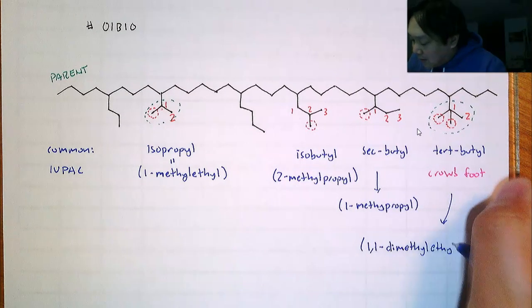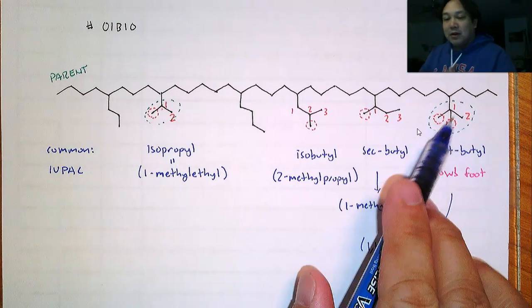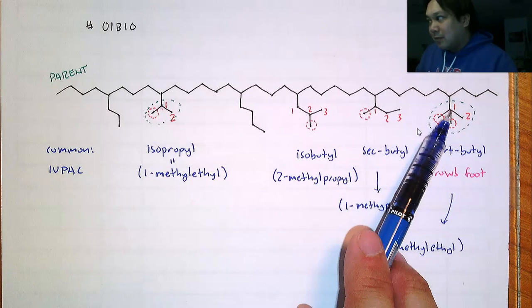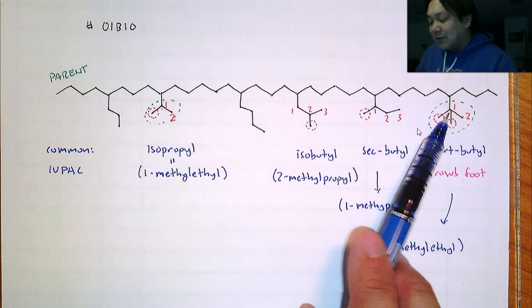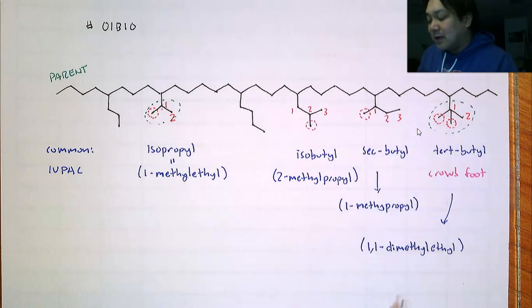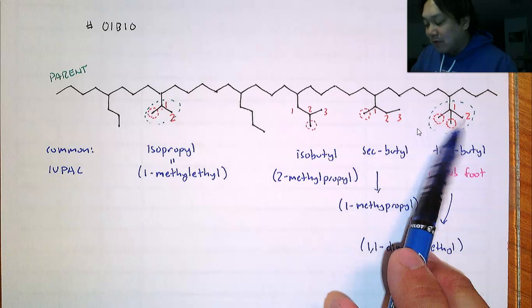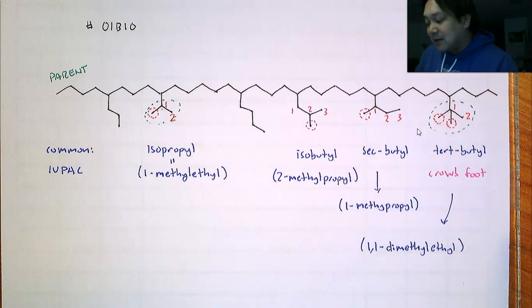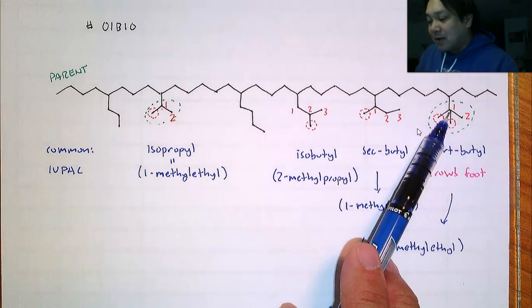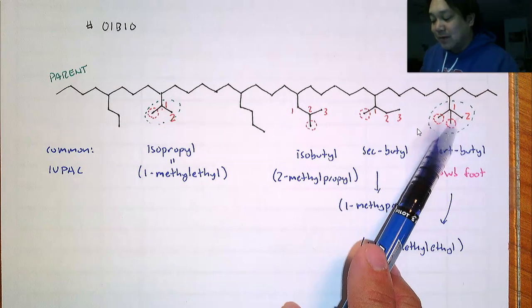That's why I highly suggest you number the parent of the substituent, all right? Because technically you could consider this as 3 methyl groups, 1, 2, 3 methyl groups, but it's not trimethyl, because this carbon is part of the quote unquote parent of the substituent. Okay.